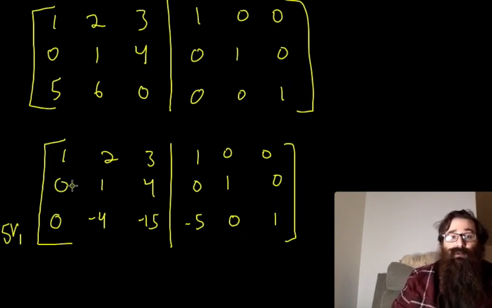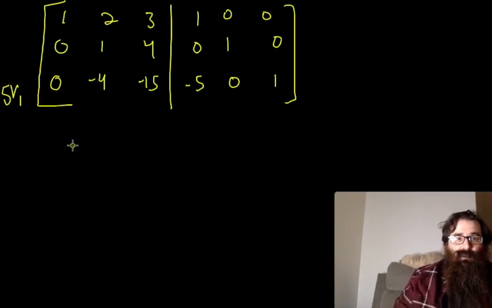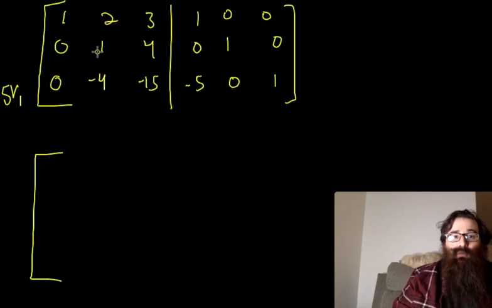Now I want to keep reducing. So now I can look in row 2, and I can use this 1 right in the middle of the left side to get a 0 above it and beneath it. That shouldn't be too bad, just the arithmetic. So what am I going to do in row 1? I want 2 minus 2 times 1. I'm going to replace row 1 with row 1 minus 2 times row 2.